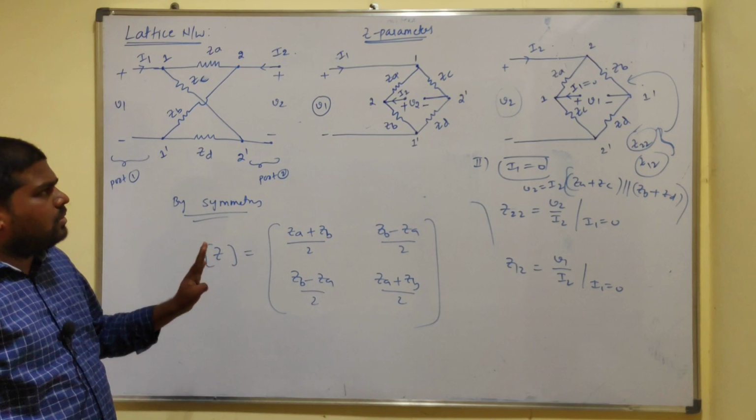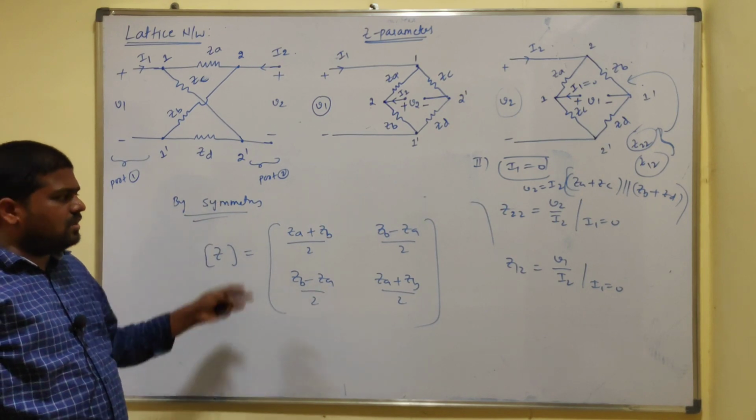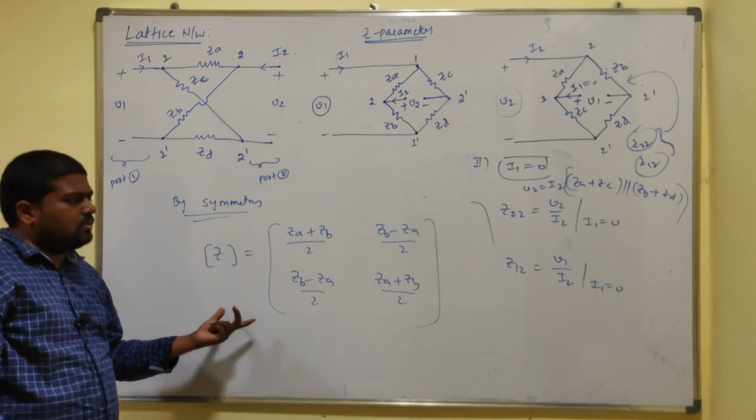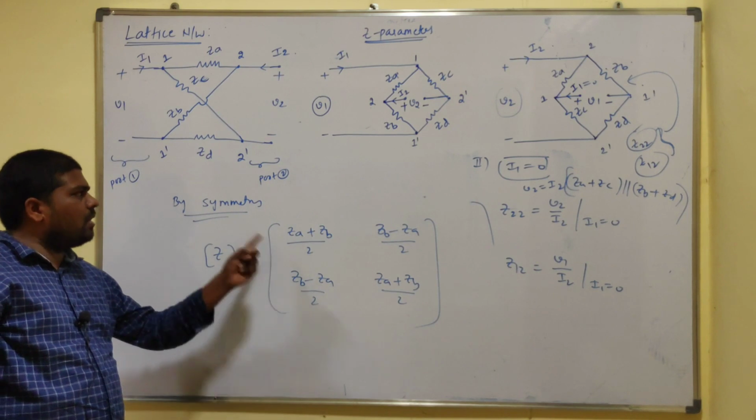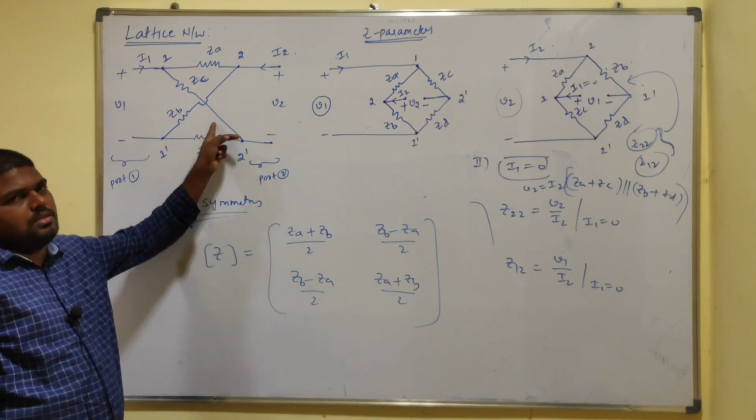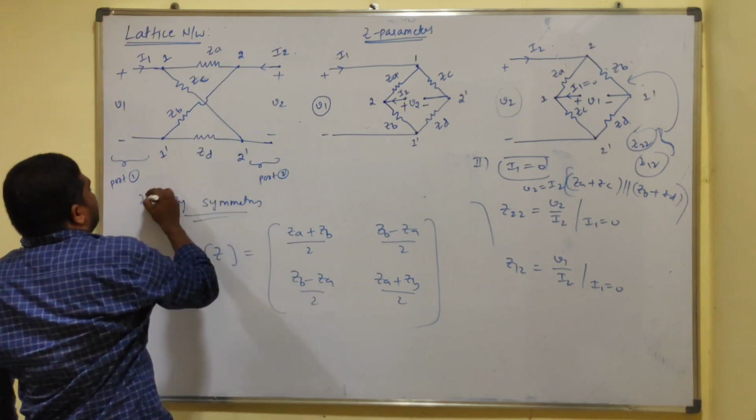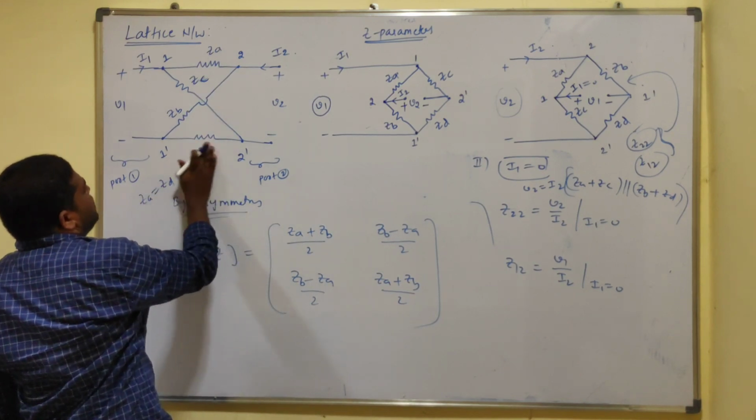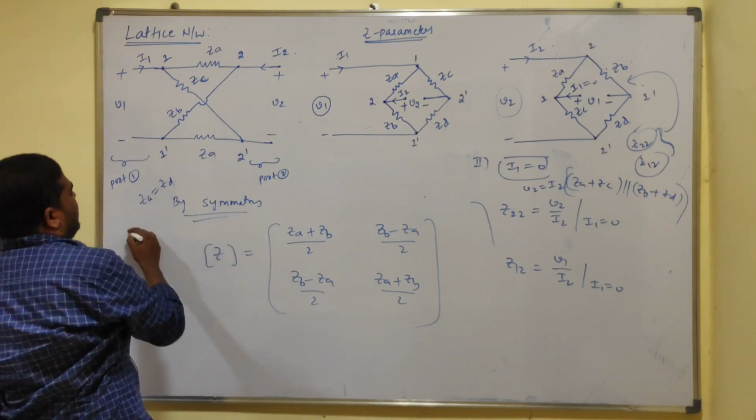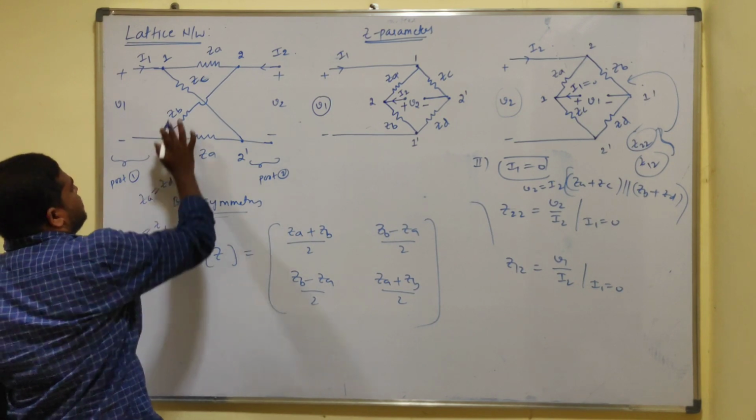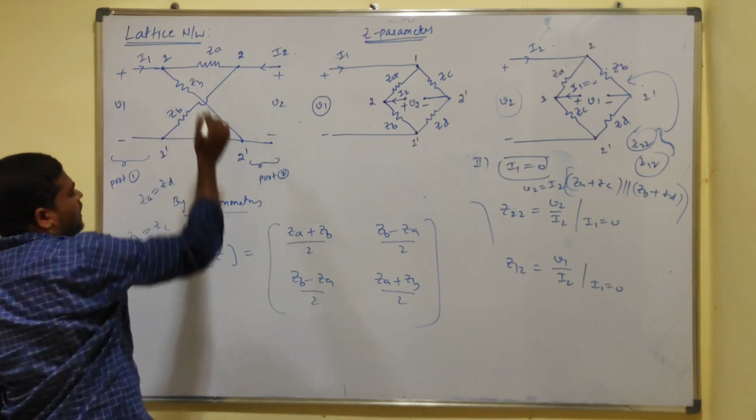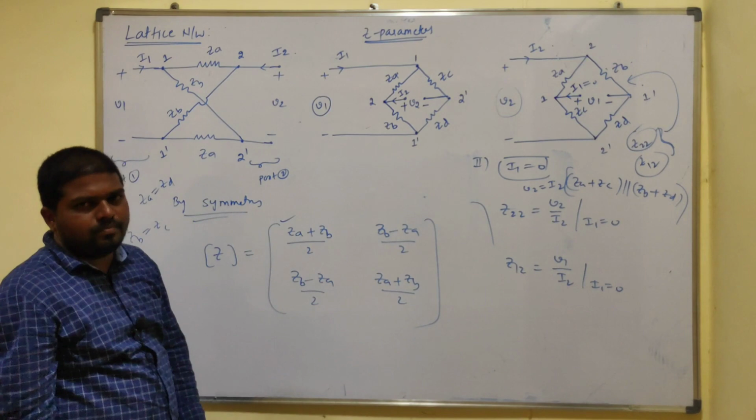So this is the lattice structure. For this lattice structure, these are the Z parameters. These parameters are applicable for a symmetrical lattice structure. Symmetrical lattice structure means what? ZA equals ZD, that means these two are ZA elements, and ZB equals ZC, these two are ZB elements. Then this formula is applicable.